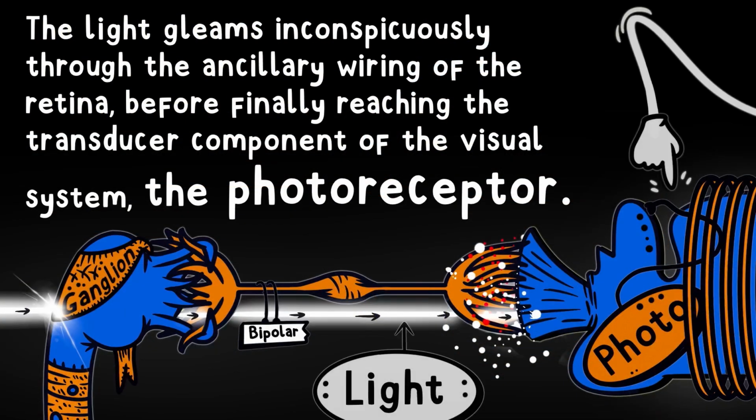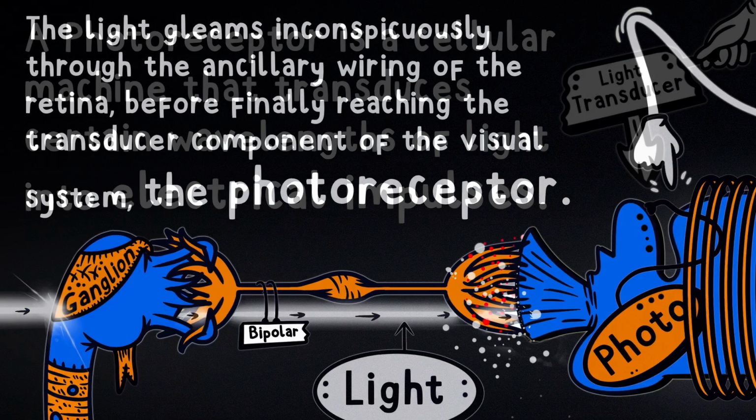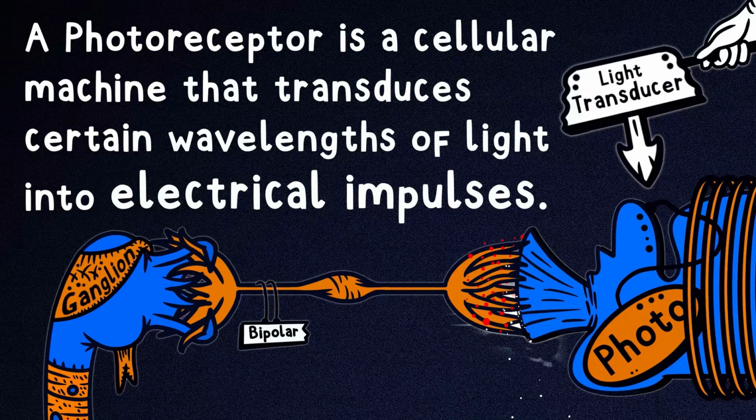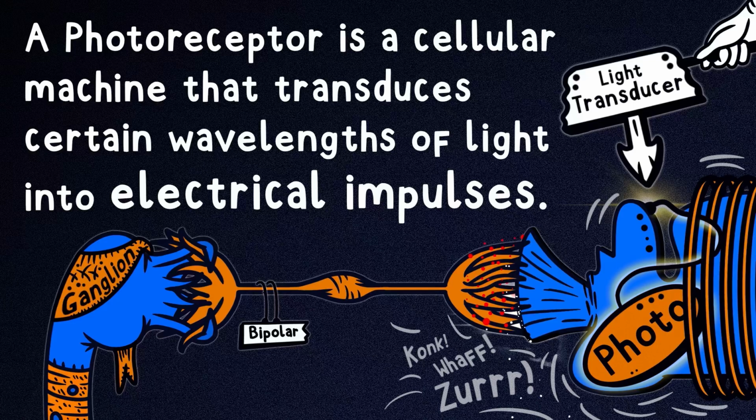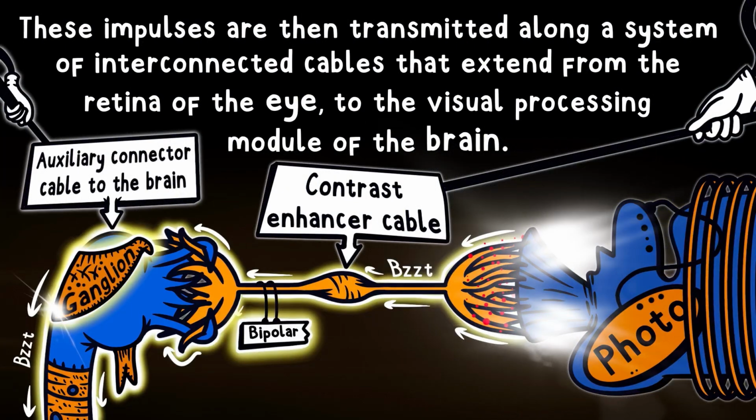In the retina, the light continues to gleam through a forest of ancillary wiring before finally reaching the transducer component of the visual system, the photoreceptor. A photoreceptor is a cellular machine that transduces certain wavelengths of light into electrical impulses. These impulses are then sent along a system of interconnected cables that extend from the retina of the eye to the visual processing module of the brain.